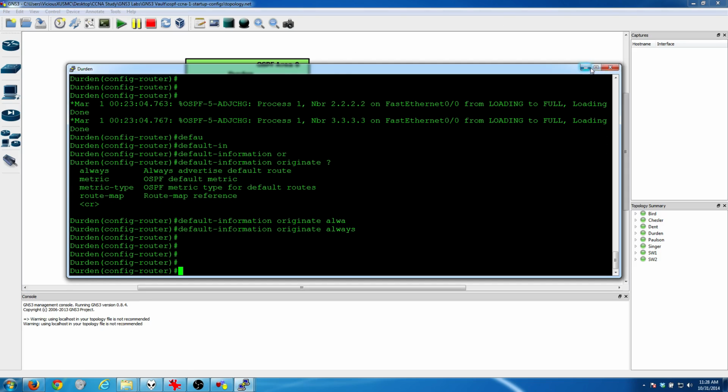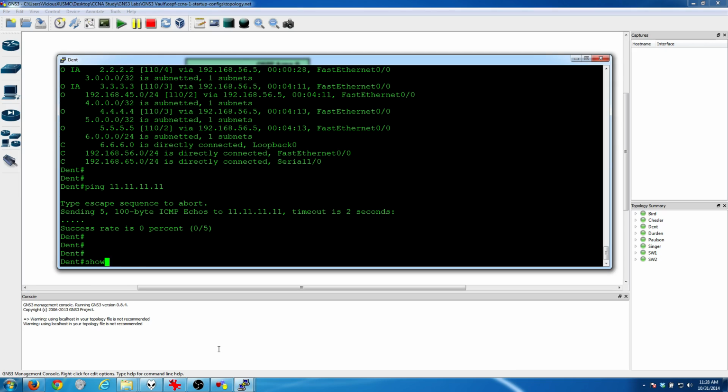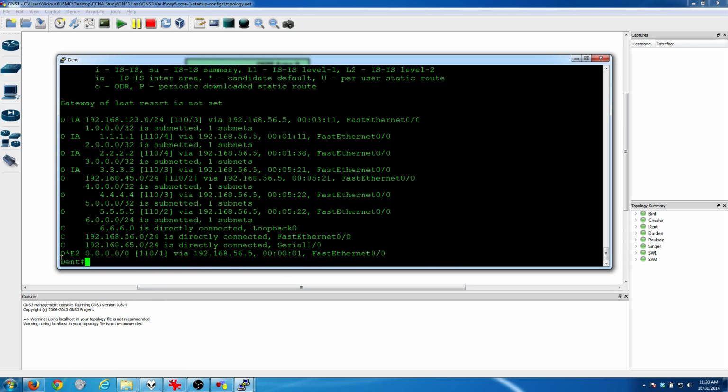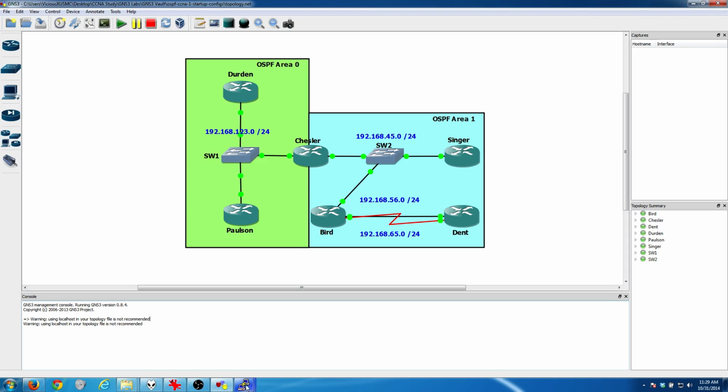Now we'll go back over and look at Dent again. The first thing I'll do is show you the routing table, to see if it got here that quickly. Yep, we have the asterisk here. This lets us know this is a default route, sending us out towards the next hop to get to that router. So now if I ping 11.11.11.11, it'll get there. The reason is not that it knows where 11.11.11.11 is, but anything that's not in its routing table is going to go here. So it ends up reaching that interface because that router is the last resort.